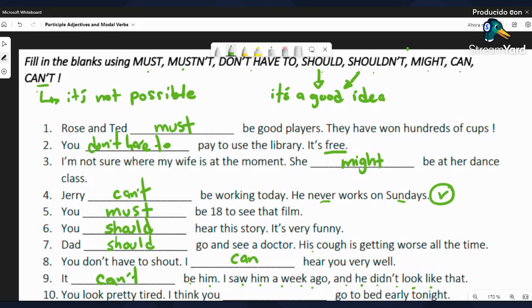It can't be him. And number 10 is the last one. You look pretty tired. I think you must. Do you think that's correct? Exactly. No, it's not correct. It's a good idea to do it because it's not an obligation. That's right. So I think you should go to bed early tonight, but it's not really an obligation. That's why we're gonna finish right now, guys, so you guys can go to bed early.